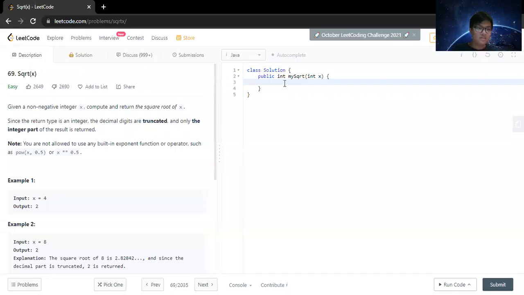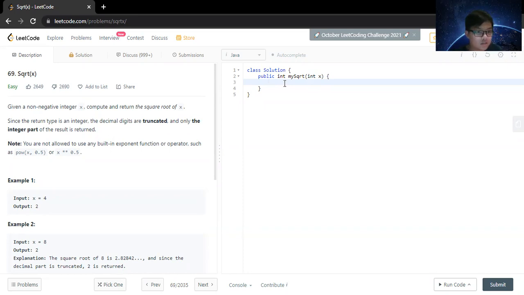Welcome to this video. Today we'll be doing the 69th problem of LeetCode, called square root of x. So this is another easy difficulty question. The question asks that given a non-negative integer x, compute and return the square root of x. So it's pretty simple. You're just supposed to find the square root of x.